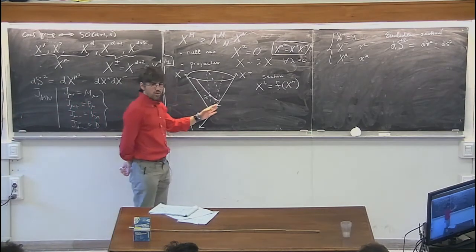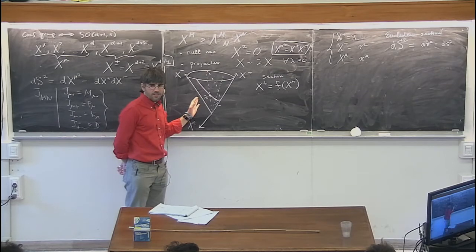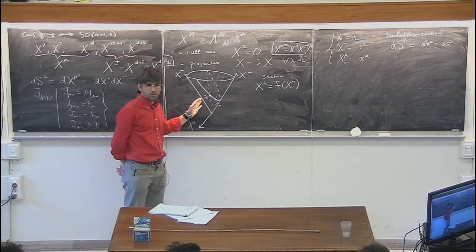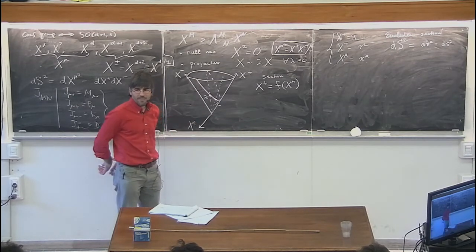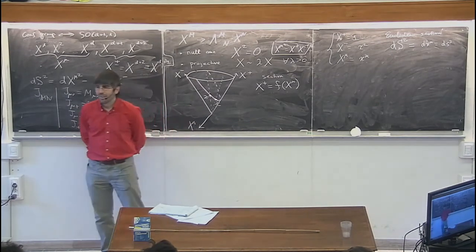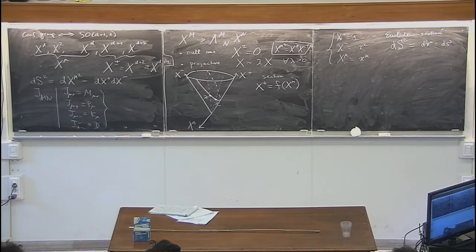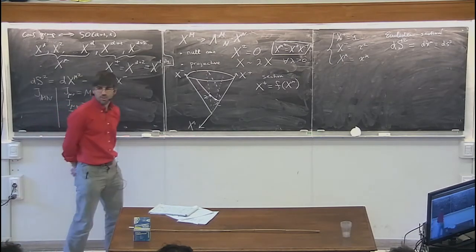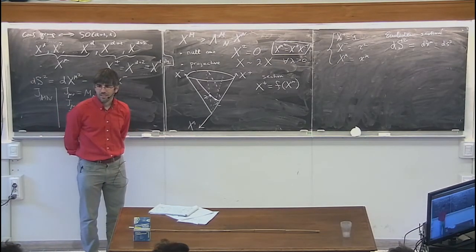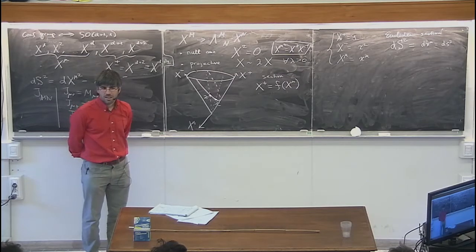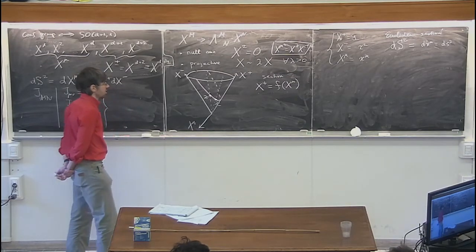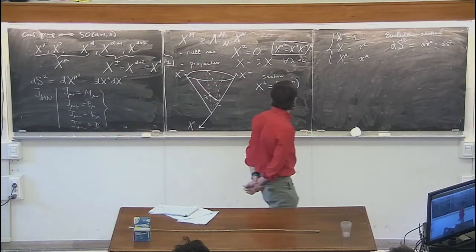Have I shown that this transformation is a conformal transformation? Have I proved this? Is it obvious that it's a conformal transformation? Yes, isomorphism suggests that it's probably a conformal transformation, but it does not prove it yet. So let's prove it. It's not at all difficult.